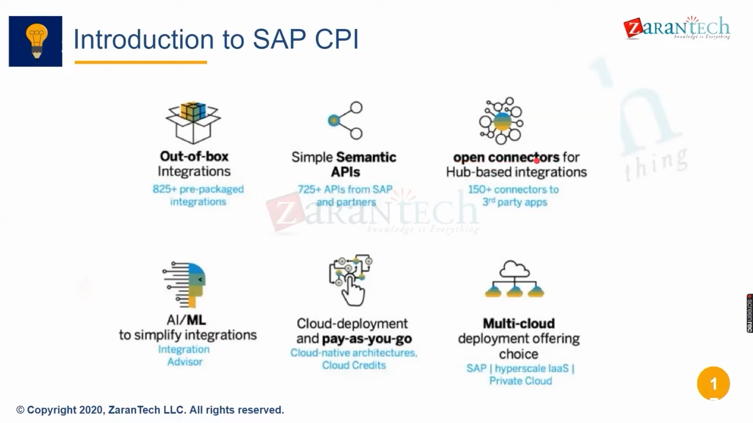Now open connectors, as I told you, we have 150 plus connectors. Examples like Facebook and Twitter all come under the open connectors. If you want to utilize that, then you can use the service by clicking on the copy option. We'll go into that and you can understand how it works.